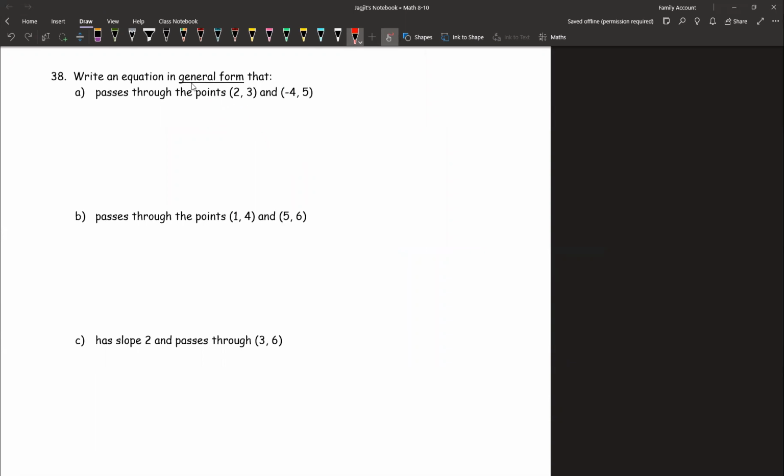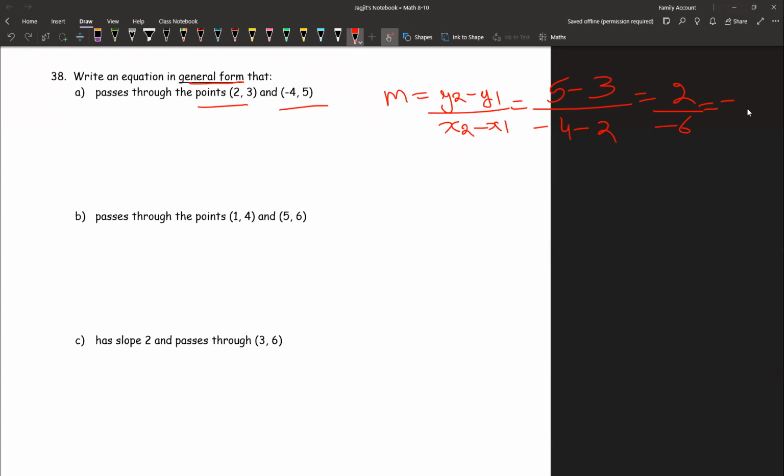Now they're saying write the equation in general form where it passes through these 2 points. We will first find the slope by doing y2 minus y1 over x2 minus x1, which will be 5 minus 3 over -4 minus 2, which is 2 over -6. Move the minus to the top and divide both those numbers by 2. So -1 over 3.